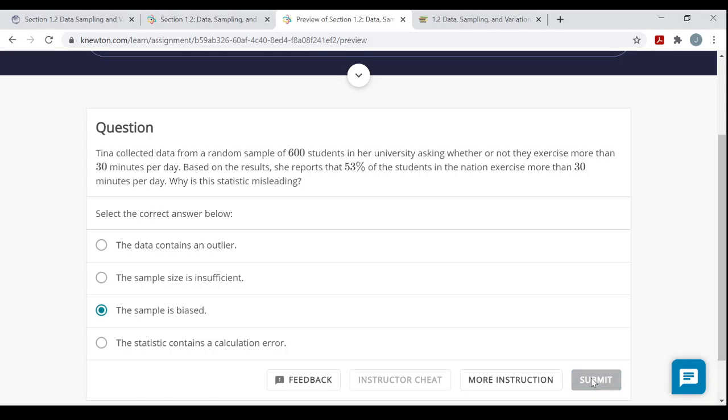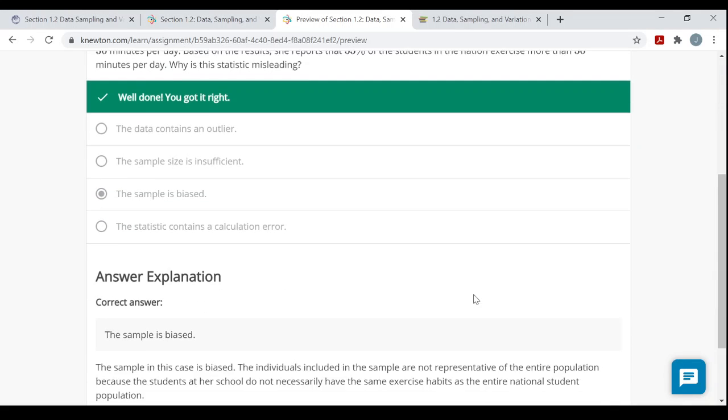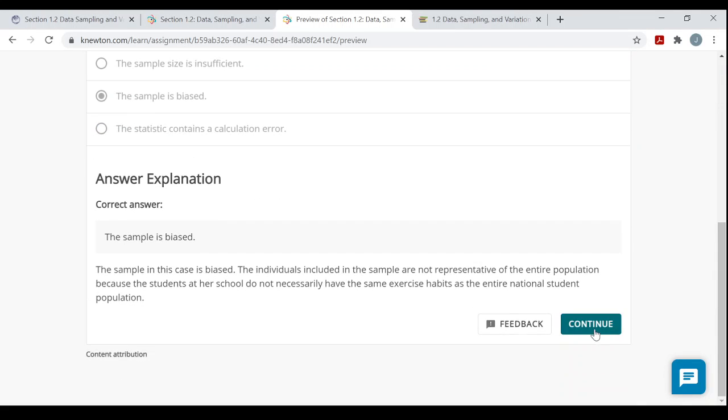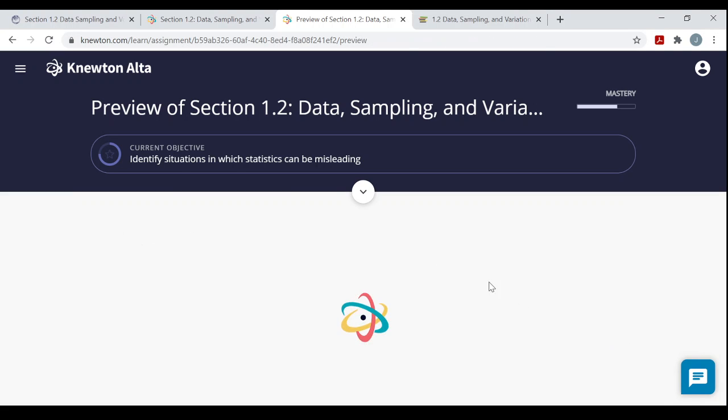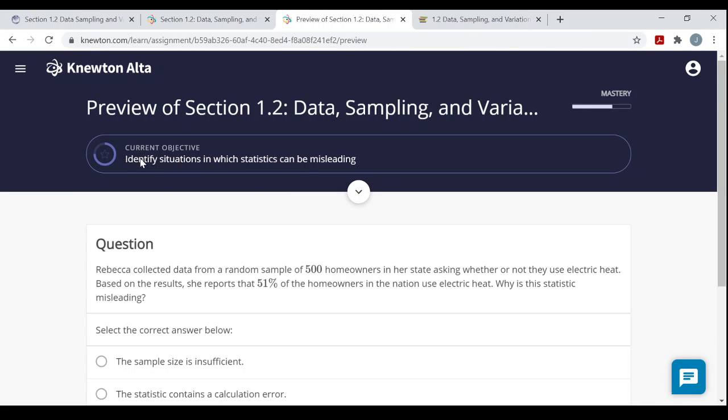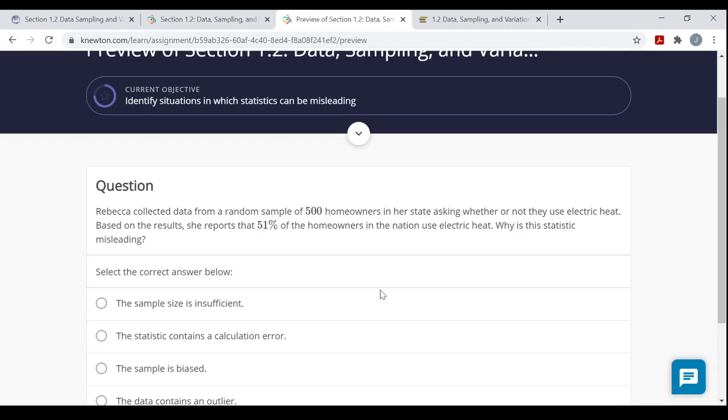Okay, so I'll submit that. Looks good. Right. Hope that made sense. And again, the explanation. All right, so another one. Well, it looks like we're close to finishing this objective.